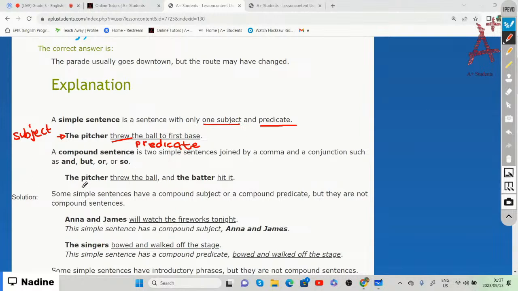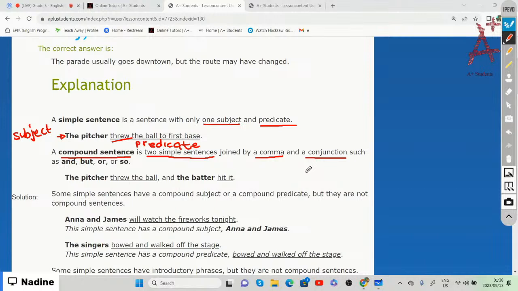Then we have a compound sentence. This is where the compound sentence comes in now. A compound sentence is two simple sentences that are joined by a comma and joined by a conjunction. And a conjunction is words like and, but, or, so. Those are conjunctions. Conjunctions are joining words. These are the words that you use to join sentences.